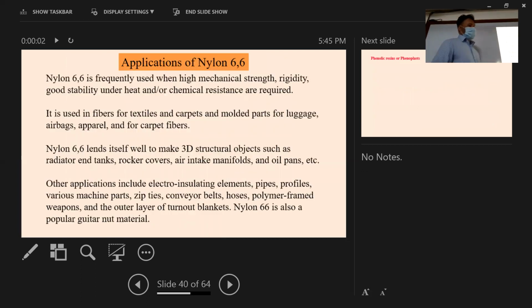What are the applications of nylon 66? If we have anything, no, this is metal.